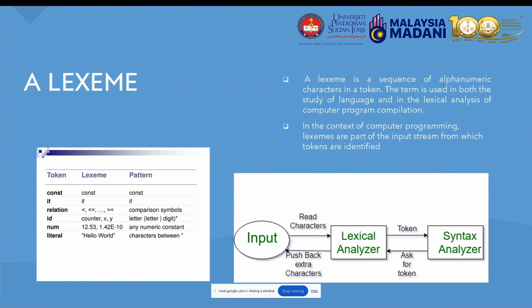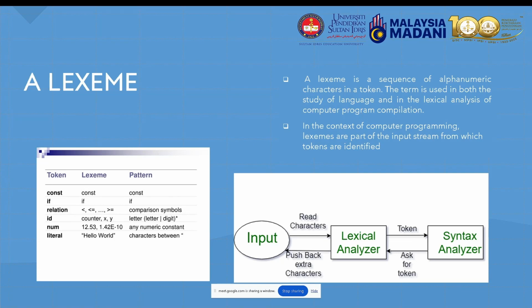Okay, for example, we have here token constant, lexeme also constant, and we have pattern. Pattern also constant. But if the token is relation, the lexeme is numerical, literal, operator, special word, and others. You can see the relation here. It is represented by a special character. And then we have pattern. Also, if you see the token is literal, and then the lexeme is hello world. It is different. It is the lowest level of syntactic unit of a language.